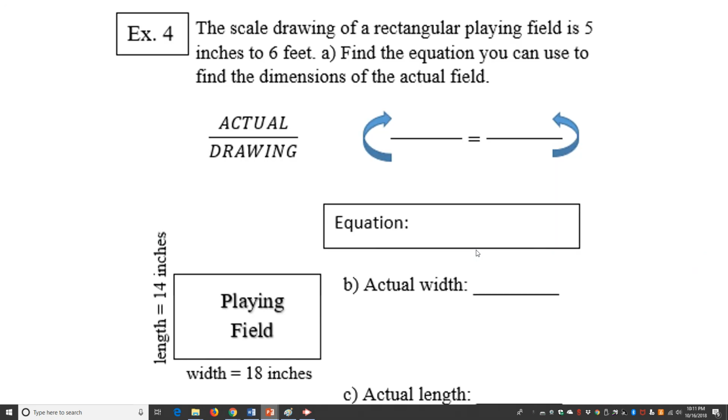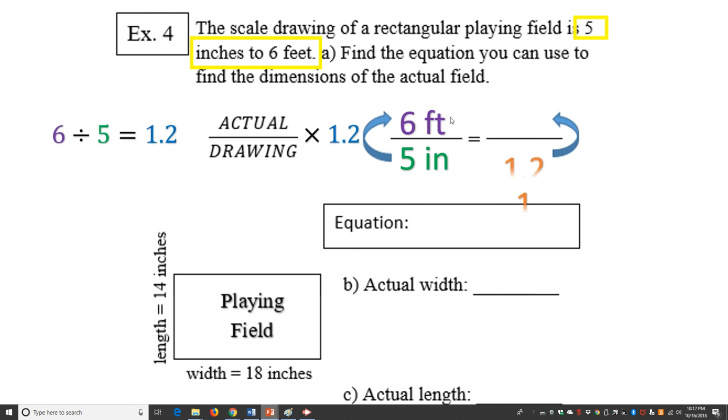Now we're on to example 4, top right of the notes. This one's pre-done, and where the values came from is 5 inches is equal to 6 feet in this scale. So to figure out 5 times what is 6 feet, like what our scale is, we're going to do 6 divided by 5, which is 1.2. So our scale, therefore, is 1.2 feet for every 1 inch. So it's a multiple of 1.2.